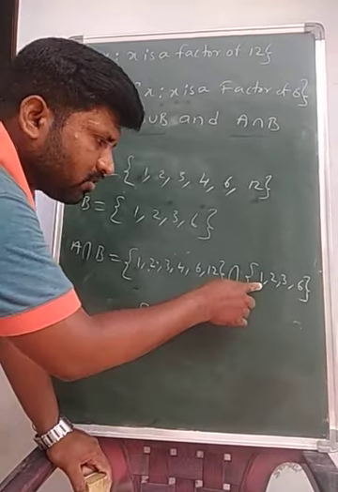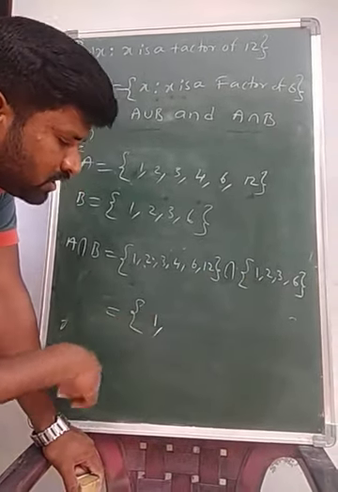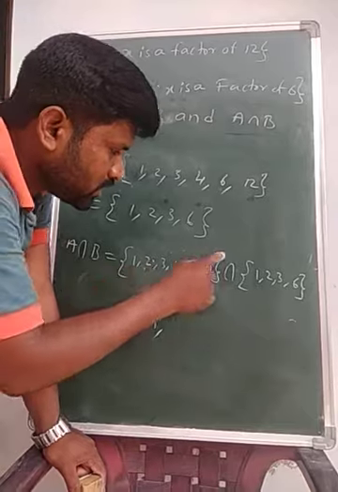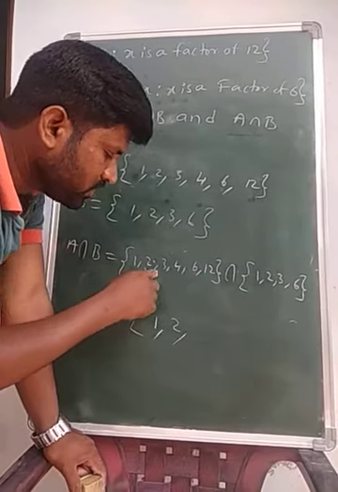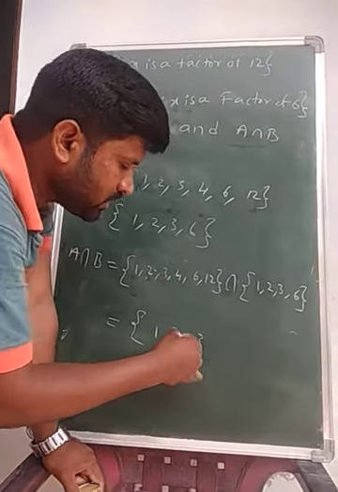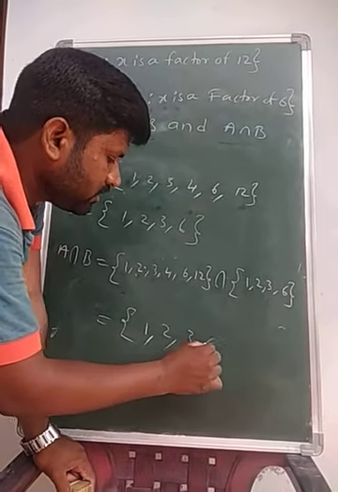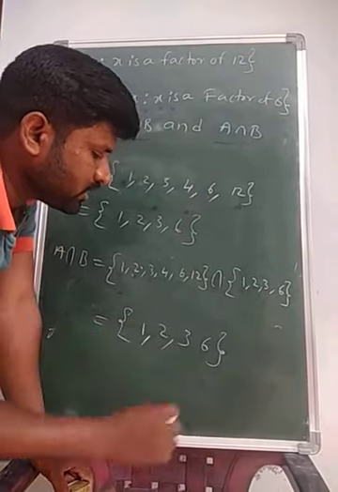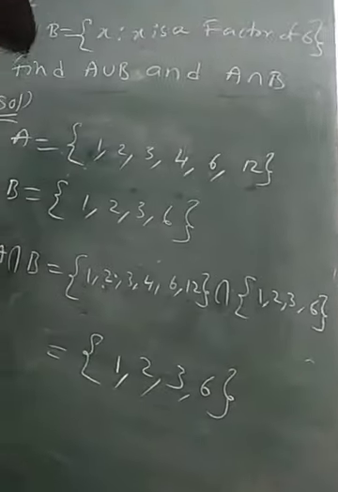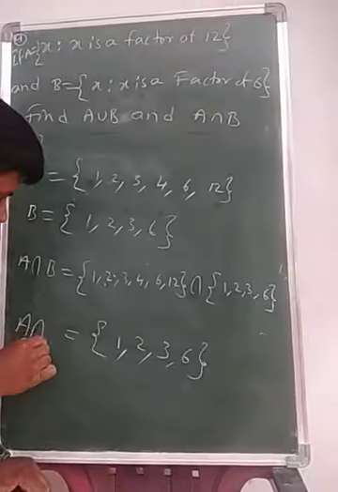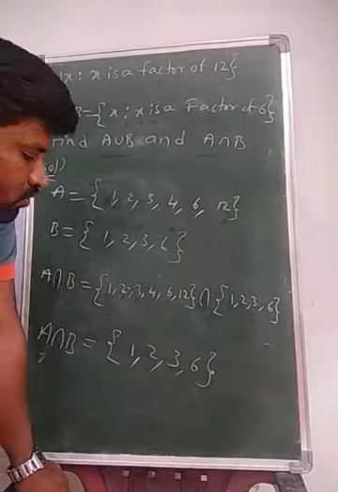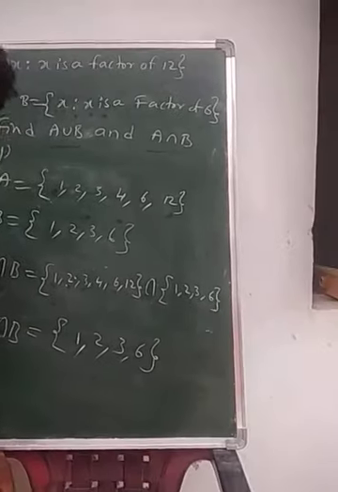1 is there, yes, that's why you take it as 1. 2 in this set, also 2 is there. 3 in this set, also 3 is there. 6 is there. And 4 is not there in this. And 12 is not there. Then we can write A intersection B is equal to 1, 2, 3, 6.